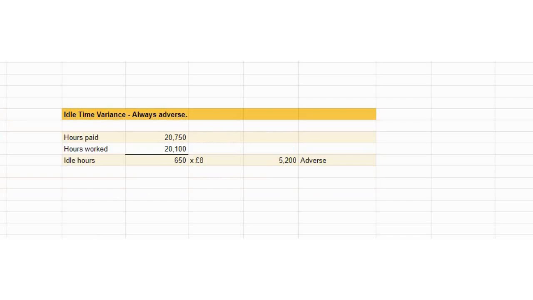And so the final variance is the idle time variance. There were 650 hours of idle time. This is because the hours that the company paid for was 20,750, and the hours that were actually worked was 20,100, leaving 650 hours of idle time. There could have been a machine breakdown, we don't know. Anyway, the total number of idle hours is multiplied by the standard cost per hour, and that gives a variance of £5,200 adverse. Idle time variances are always adverse.